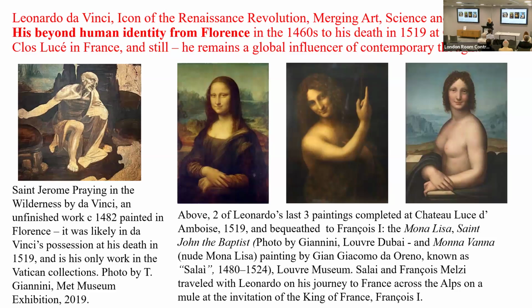This last picture, you wonder, what is that? It's called the Mona Vanna, the nude Mona Lisa. That was painted by Salai, who was his other assistant. So you had Francesco Melzi and Salai. His real name was Gian Giacomo Caprotti. He stayed with Leonardo for his entire life.